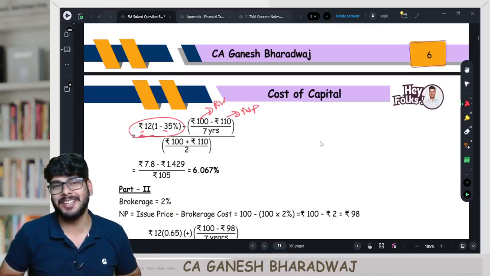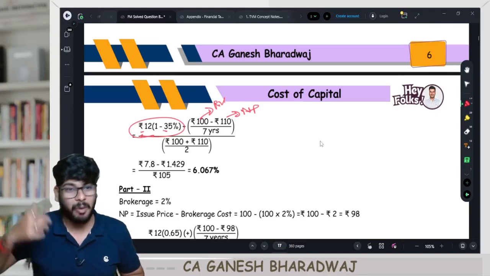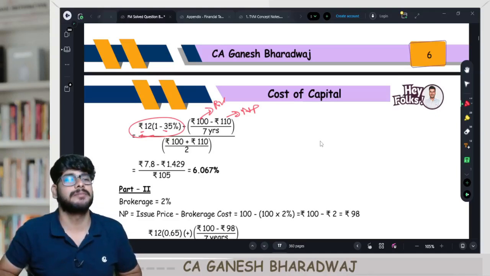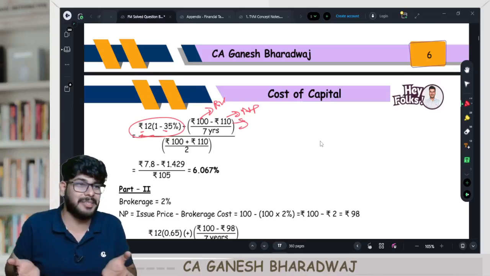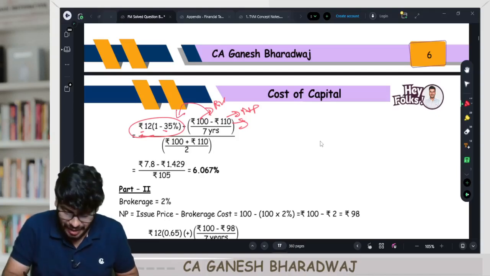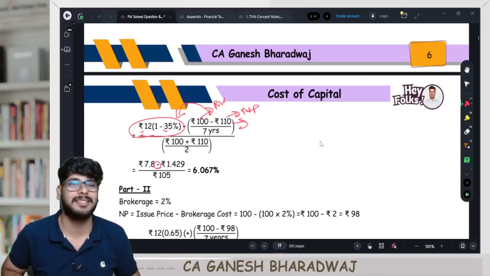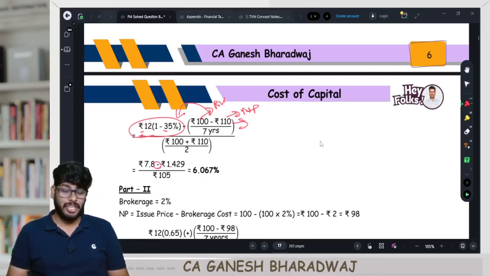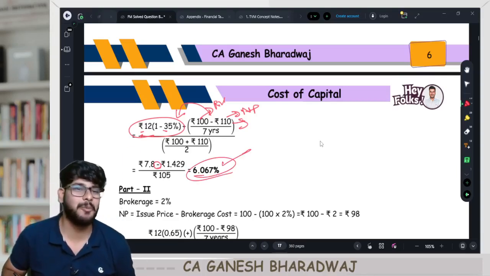Are you able to understand? See, I am getting 110 today, but when I am repaying, I will repay only 100. Which means overall, there is actually some money the company earns out of this, that goes on to reduce your interest cost. So here the net amount will be minus. Are you able to understand this? So net effectively, what will happen? Your overall cost will reduce to 6.067%.